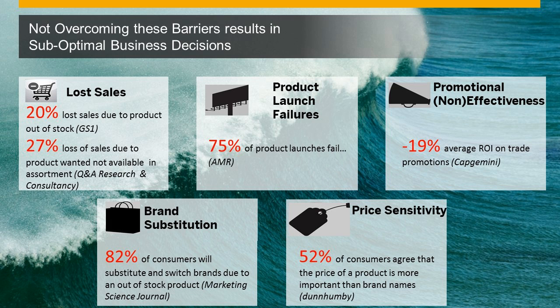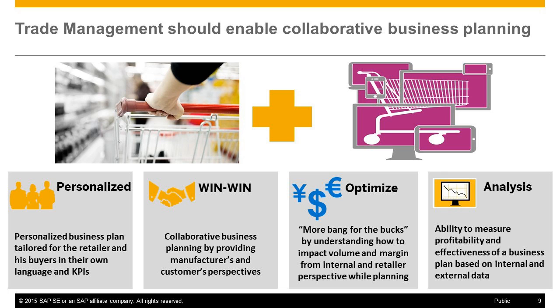So if trade management should enable collaborative business planning, what does that really mean? Well, that means giving the ability to create business plans, again, tailored not just for that retailer, but also possibly for individual buyers, in their language with their KPIs, based upon their product hierarchies, not necessarily how you as a manufacturer might look at your product hierarchies, but those need to be aligned so you can have a comparative view with that retailer. And this obviously creates a win-win opportunity, right? Because you can have a collaborative discussion and elevate the discussion past being just a customer, to a partner, to incorporate both the manufacturer's and the customer's perspectives into this.